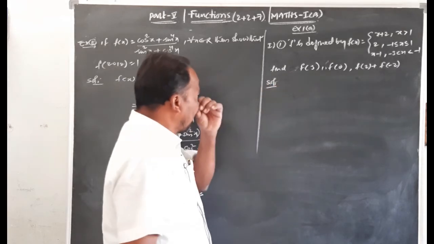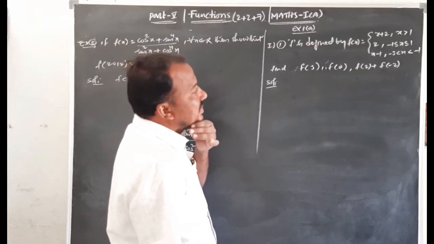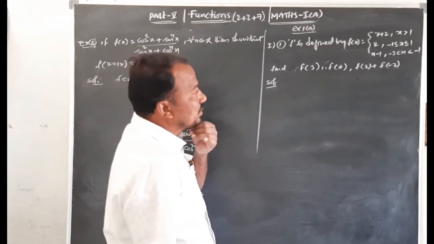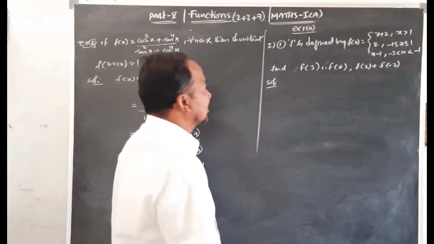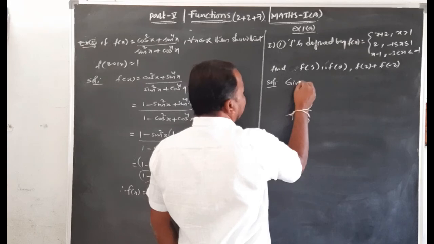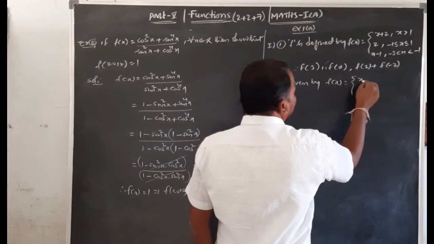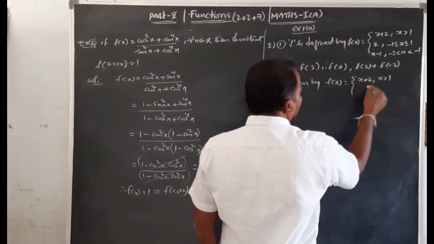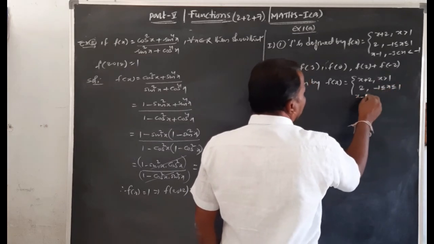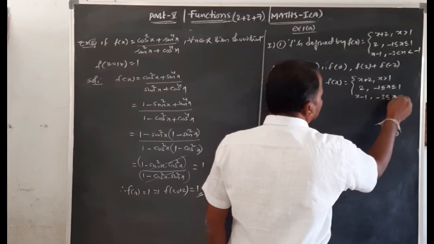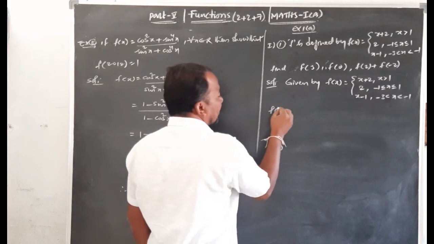f is defined by f of x equals x plus 2 when x is greater than 1, 2 when minus 1 is less than or equal to x less than or equal to 1, and x minus 1 when minus 3 less than x less than minus 1. So f of x equals the set of x plus 2 for x greater than 1, 2 for minus 1 less than or equal to x less than or equal to 1, x minus 1 for minus 3 less than x less than minus 1. Find the value of f of 3.